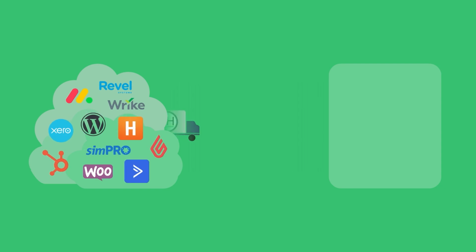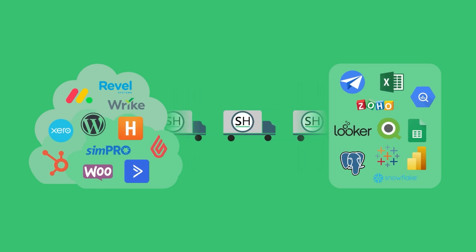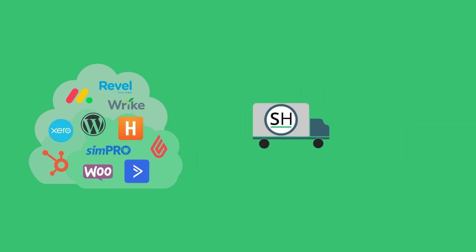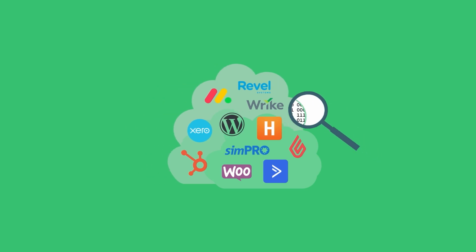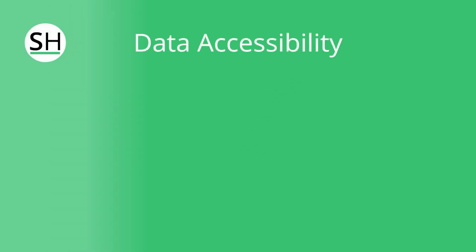SyncHub's offering is simple. We pull raw data from your cloud services, like HubSpot or Monday.com, and we store it in a relational database for your needs. To do this effectively, SyncHub needs to be able to detect and efficiently download data as it is modified by your cloud service. Data accessibility seems simple on the surface, but is in fact packed with nuance and technical challenges.